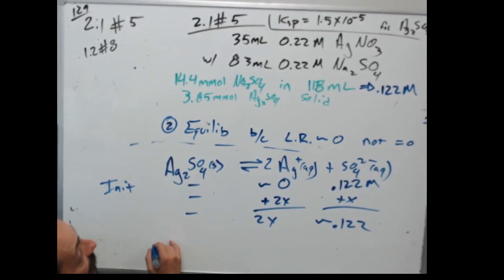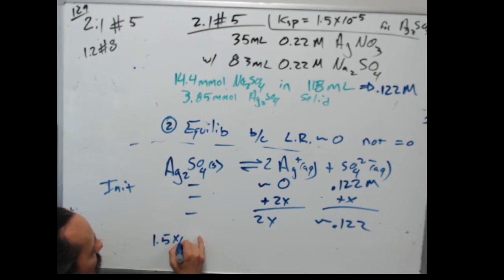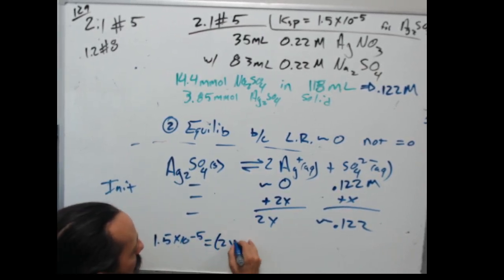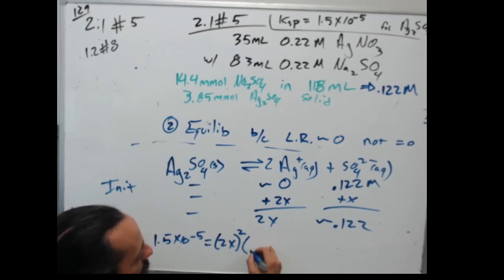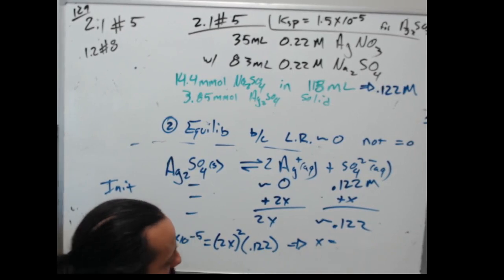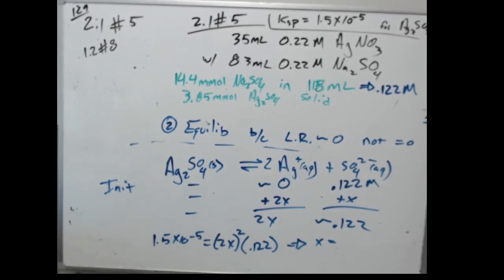Then we go ahead and we say Ksp, 1.5 times 10 to the minus 5, is equal to 2x squared times 0.122. We solve that to get x is equal to 1.55 times 10 to the minus 5 divided by 0.122.